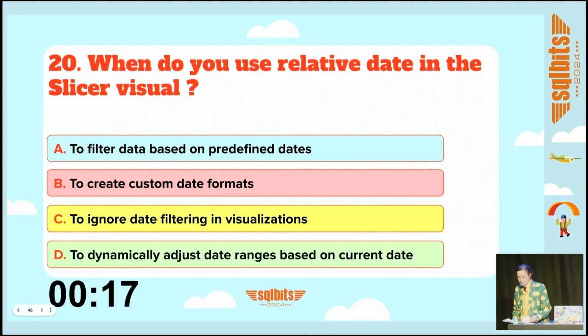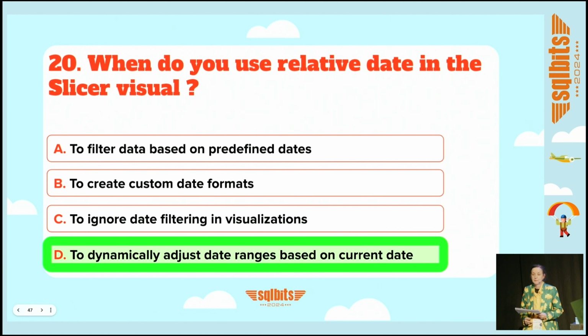When do you use relative date in the slicer visual? A, to filter data based on the predefined dates. B, to create custom date formats. C, to ignore date filtering in visualizations. Or D, to dynamically adjust date ranges based on the current date. I see lots of D's, and that's perfectly correct.